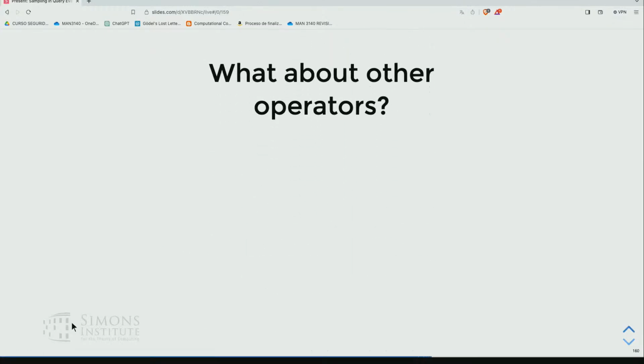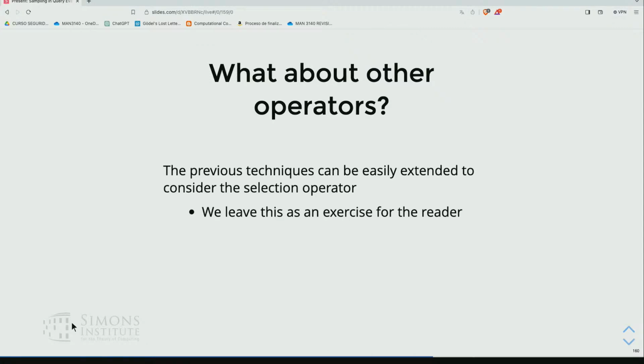Okay, so what about other operators? Let's move on, since I have about 20 minutes left, to the projection. The previous techniques can be easily extended to consider the selection operator. When you do selection, the only thing that is important is that if a tuple doesn't satisfy the selection, you put value 0 for that tuple, depending on the application. If you're doing the summation, you put value 0. It's very simple, but the inclusion of projection is way more challenging.